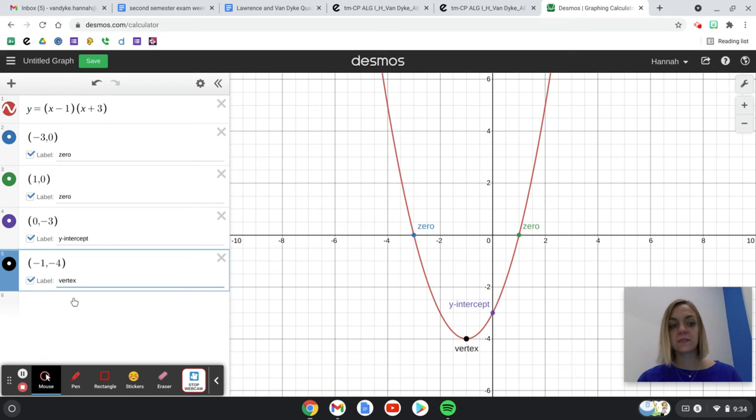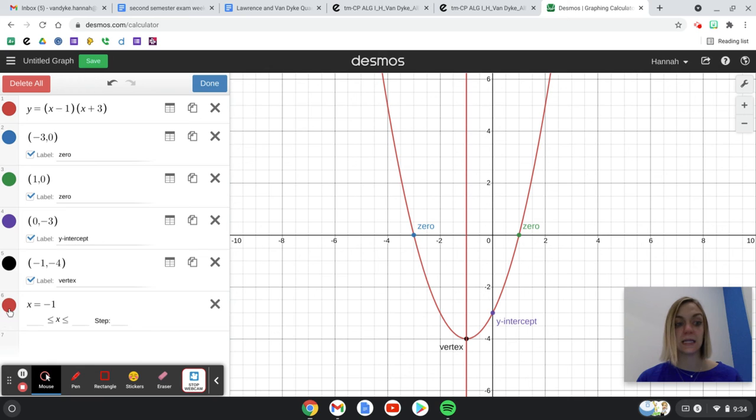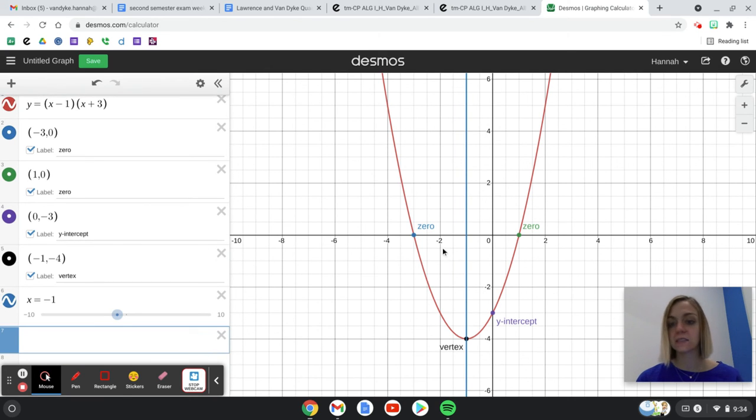And then for the axis of symmetry, this is a line that's going to cut my parabola in half. So I'm going to use the x value of my vertex, which is -1, and I'm just going to type or write x equals -1. And then this line is cutting my parabola in half exactly. So that is what my goal is when I'm finding my axis of symmetry.